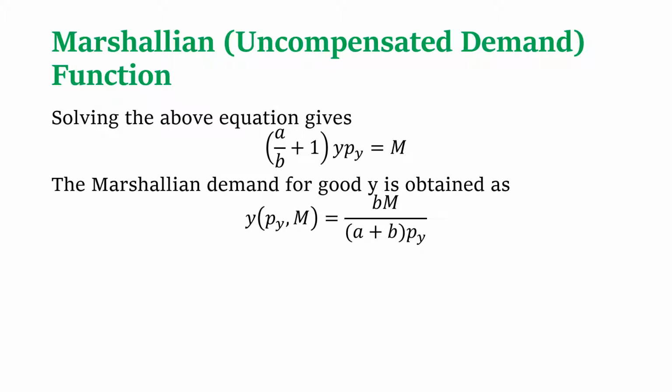If we solve, the Marshallian or uncompensated demand for good y is obtained as y equals bm over a plus b, all over py. So again here, we notice that the demand function varies inversely with the price and directly with the income.